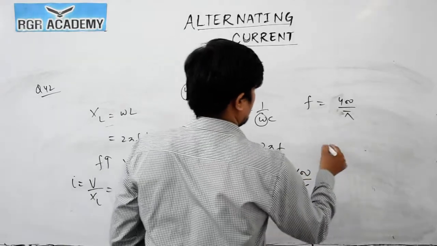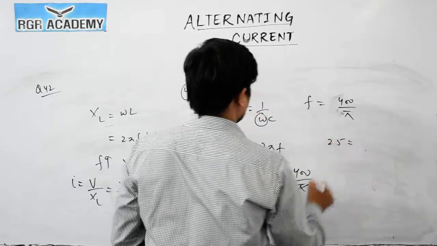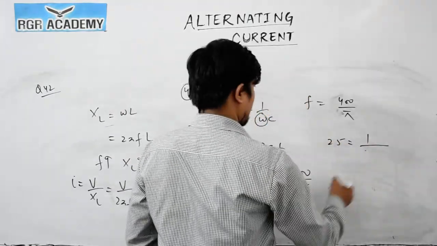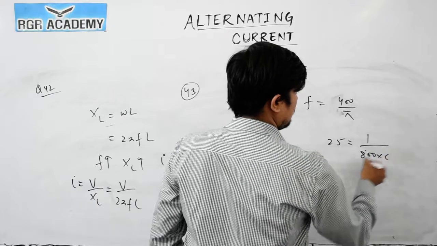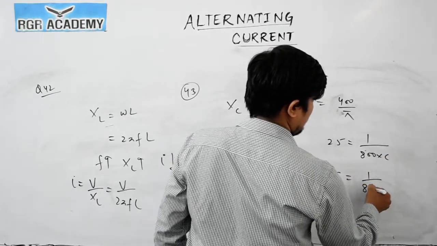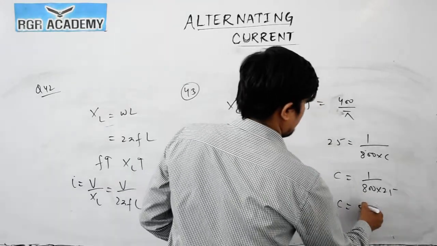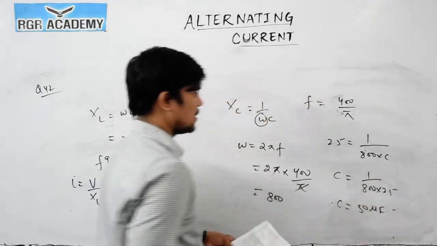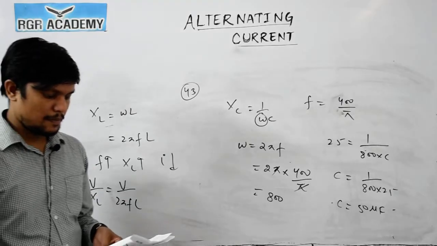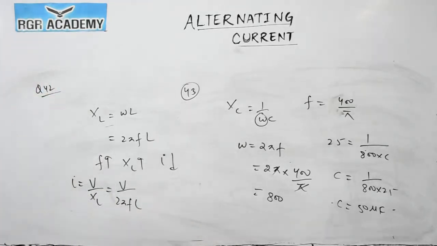Now we can put the value. So XC is 25, which equals 1 by omega C. Omega is 800 into C. So C will be equal to 1 by 800 into 25. So C is equal to 50 microfarad. That is the answer. The value of C is 50 microfarad. Now question number 44.